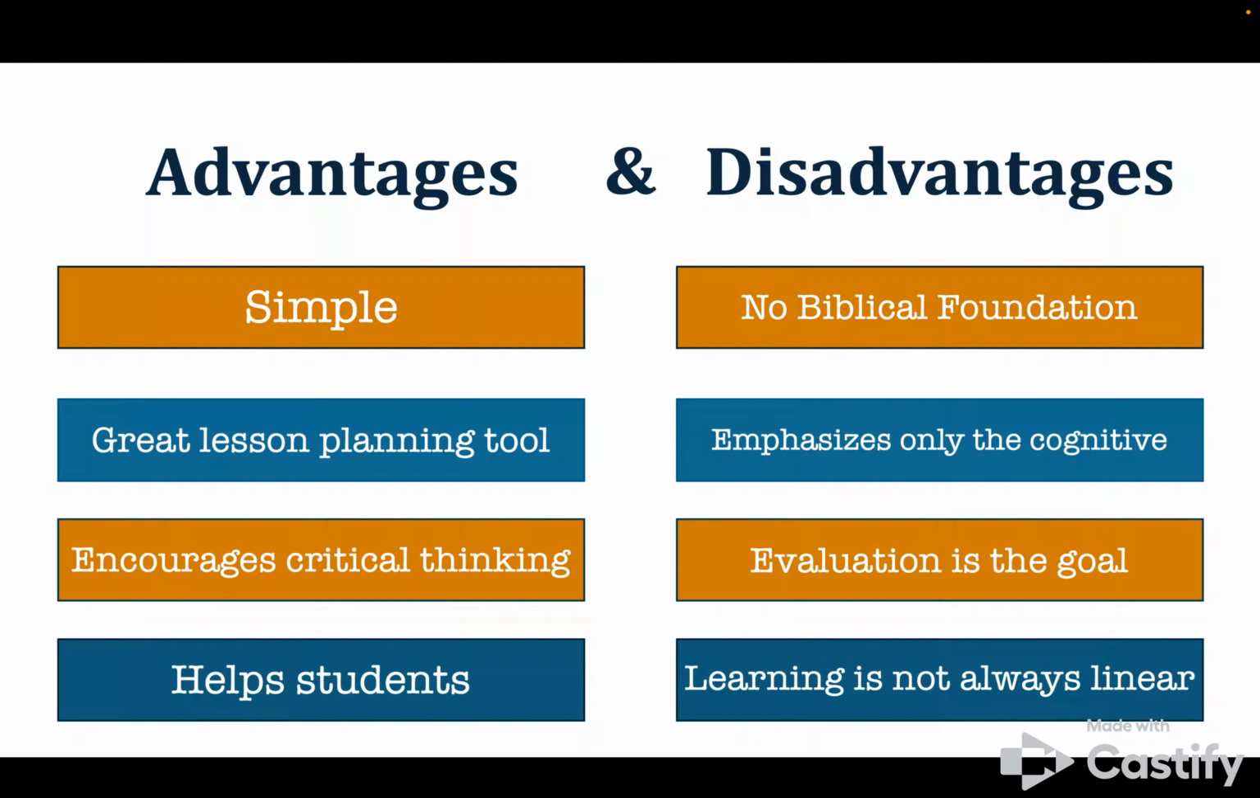Okay, now that we have looked at all 6 levels, let's look at some advantages and disadvantages of Bloom's taxonomy. First, I'll discuss the advantages. One of the greatest advantages is that it is simple and easy to understand, especially when compared to the revised and the new taxonomies. It's a great lesson planning tool because it helps teachers focus on important learning outcomes while reducing unnecessary content. It also encourages critical thinking as students move up from the lower level to the higher thinking levels. Finally, it helps students study more efficiently because objectives clearly communicate what they are expected to learn.